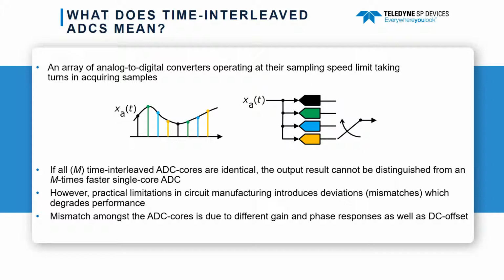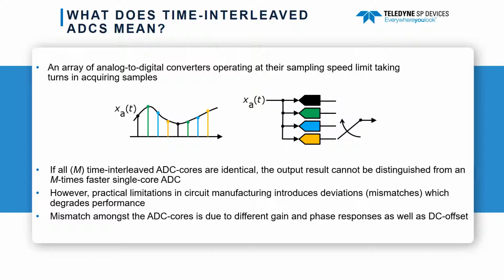A second practical aspect of time-interleaved ADCs, that is also the focus of this webinar, is the mismatch between the ADC cores. For error-free operation, a time-interleaved ADC system requires all M ADC cores used to behave identically from an input-output perspective. On this picture, M equals 4. Practical limitations in circuit manufacturing and device-to-device matching introduce errors which degrade the performance. These errors are mainly differences in gain and phase delay versus frequency between the ADC cores, as well as DC offset mismatches.